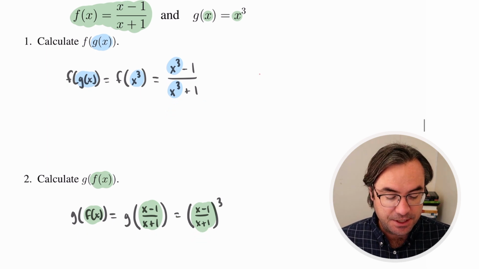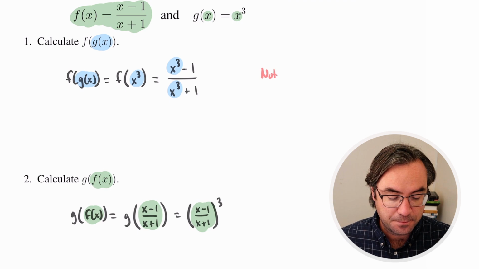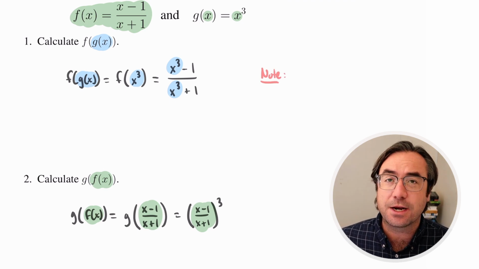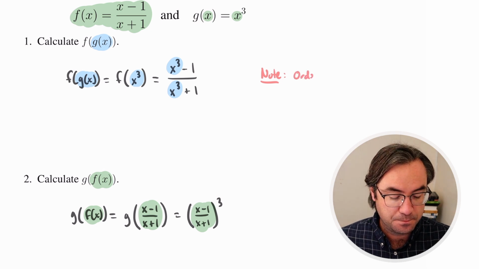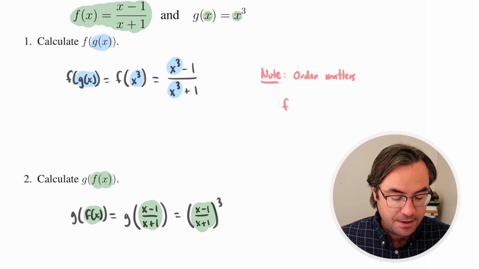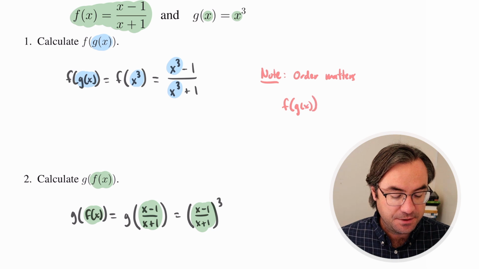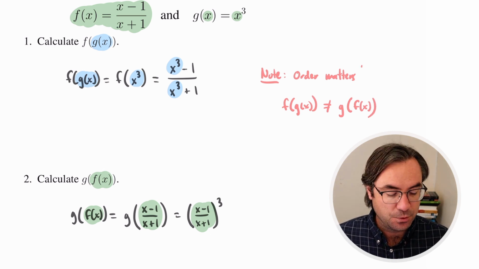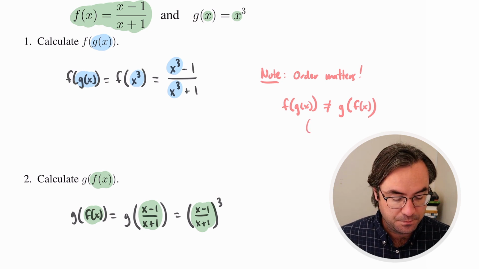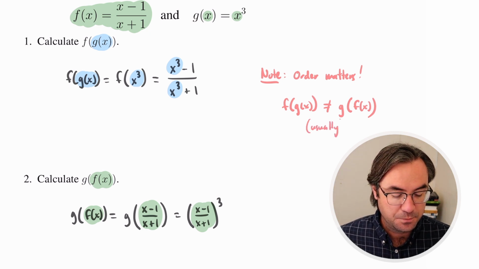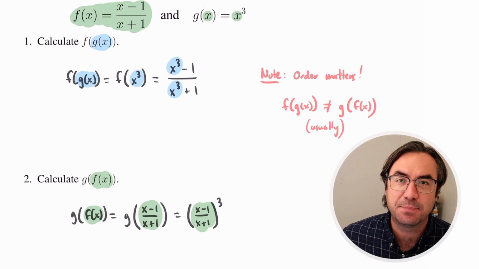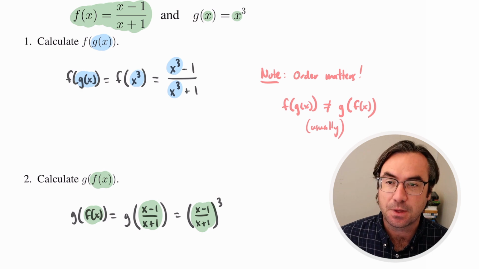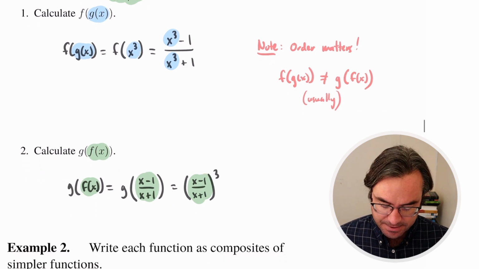It's worth mentioning that the order actually matters. Usually, if you do g of x first, it does not equal the reverse order, if you do f of x first. So order matters. Usually those two compositions are different.